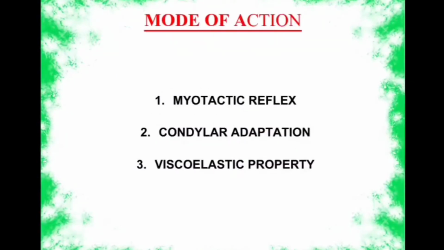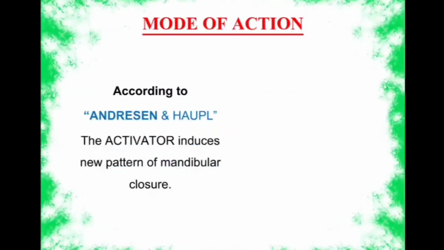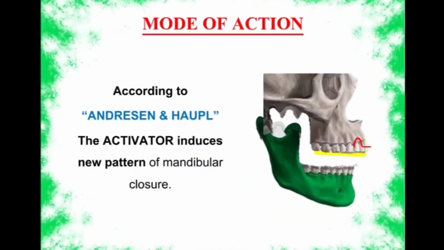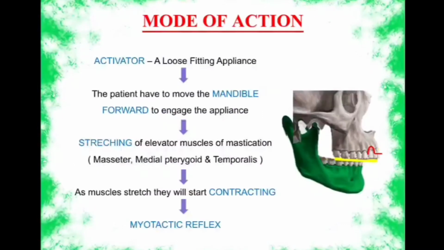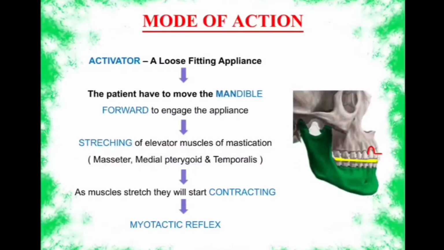And now coming into mode of action. These are the 3 main points to explain how an activator works. It includes myotactic reflex, condylar adaptation and viscoelastic property. I will be explaining them in detail in the next slides. According to Andresen and Häupl, the activator induces new pattern of mandibular closure. So, activator, a loose-fitting appliance. The patient has to move the mandible forward to engage the appliance.